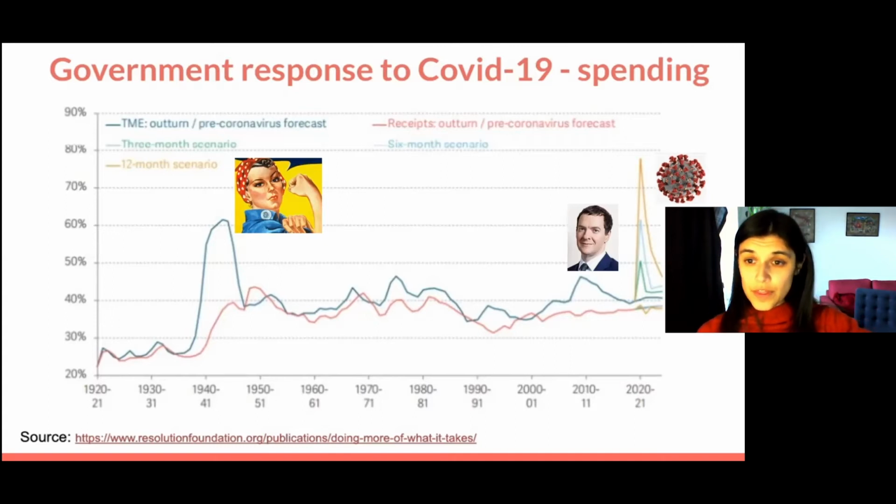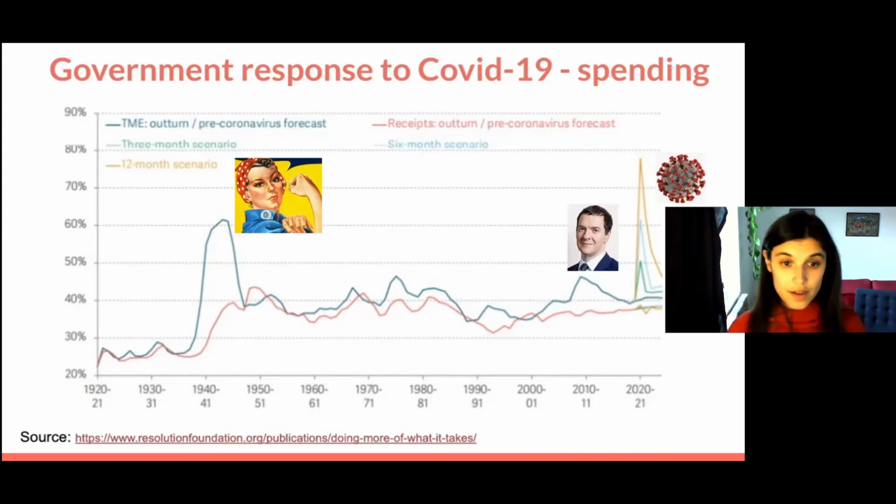And you can see that even with the most conservative estimation, where lockdown only lasts for about 3 months, we're seeing a spike that we will not have seen since the Second World War. So there's been a large amount of government spending.